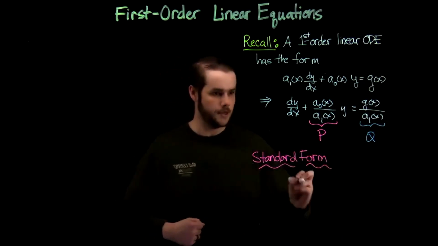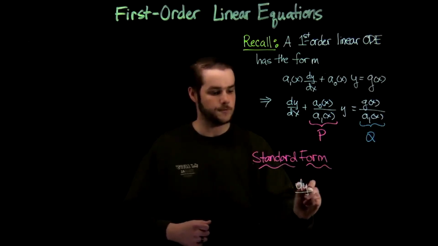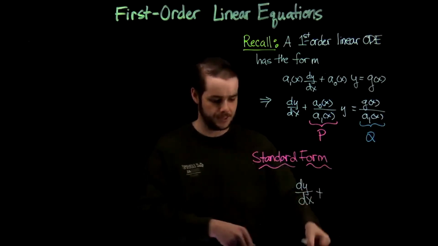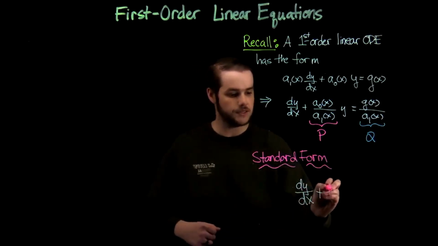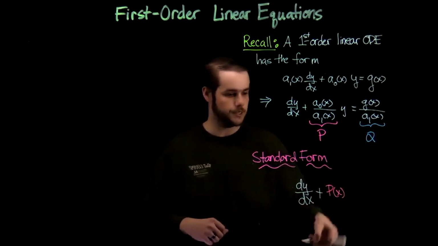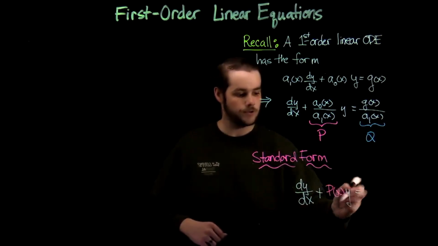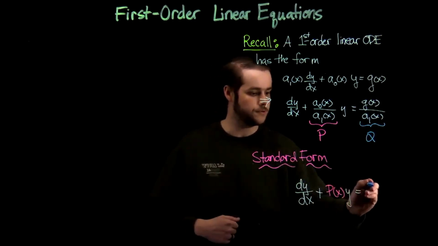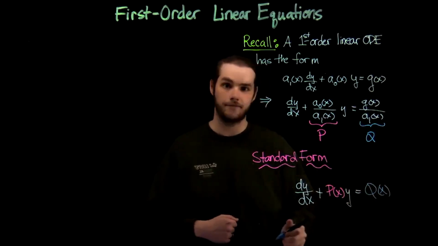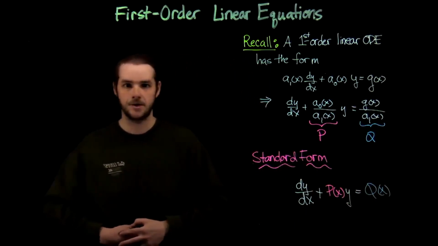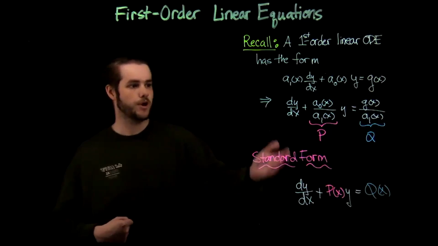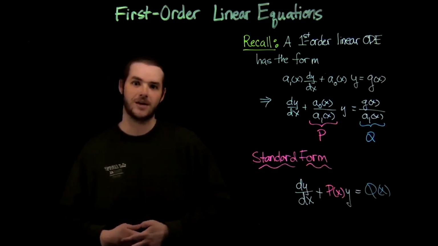Which is to say that dy dx plus some function of x, p, times y, equals some function q of x on the right-hand side. So standard form is just when we write our first order term with a coefficient of 1.